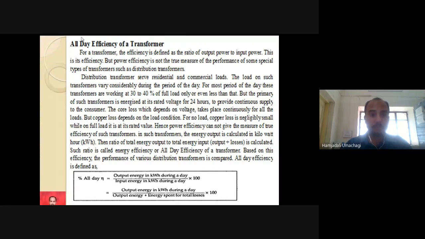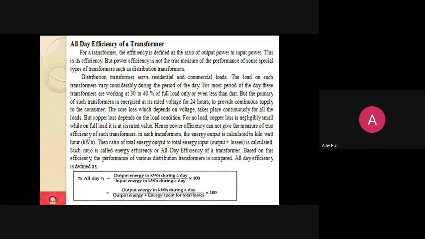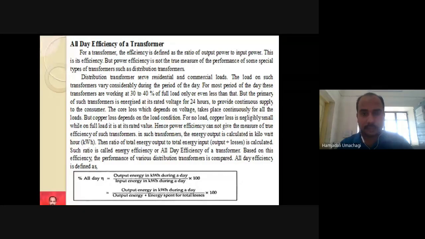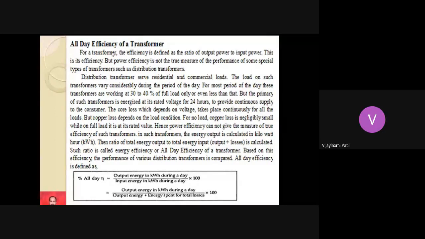The transformers which you are observing in your locality. In day-to-day words, you call that one as TC. Yes or no? Have you come across the word TC? Yes, sir.